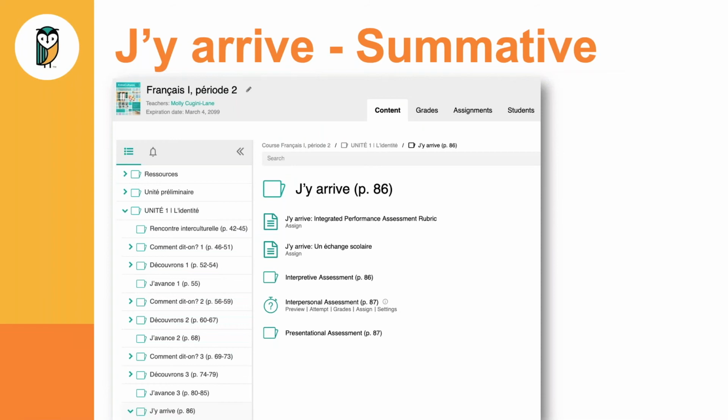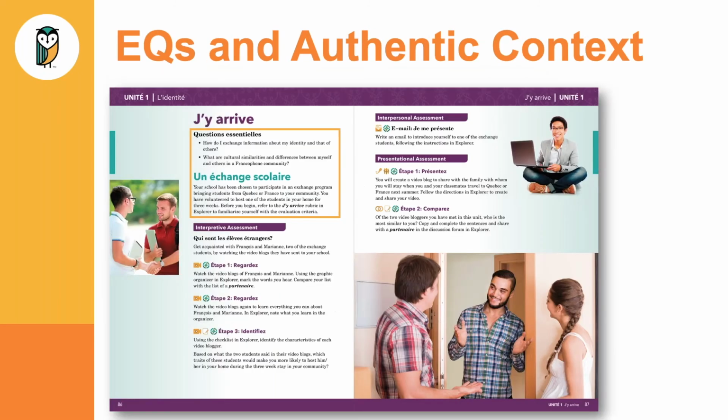The actual resources for the IPA are online in the Explorer course. Each unit has a folder labeled J'y arrive, where you can find everything you will need to have your students complete the assessment. Each assessment starts with essential questions and an authentic context for the assessment. In this case, the context is about choosing an exchange student to host and getting to know each other before he or she arrives, and introducing yourself to the student's family as you will be visiting them next year.